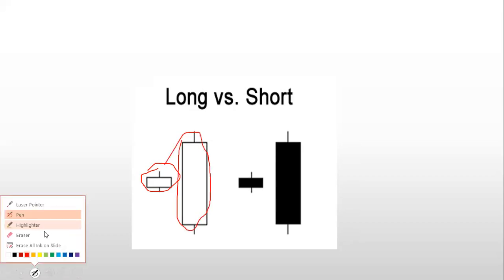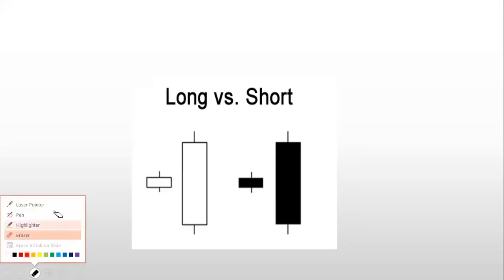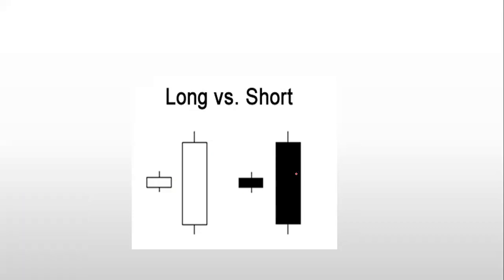Now if you look at the other side, we have the black candle, the short one and the big one. The short one represents that the sellers are few in the market. But the long one represents that the sellers are many and they've taken control of the market. So now the question is, how do you go about these candles?